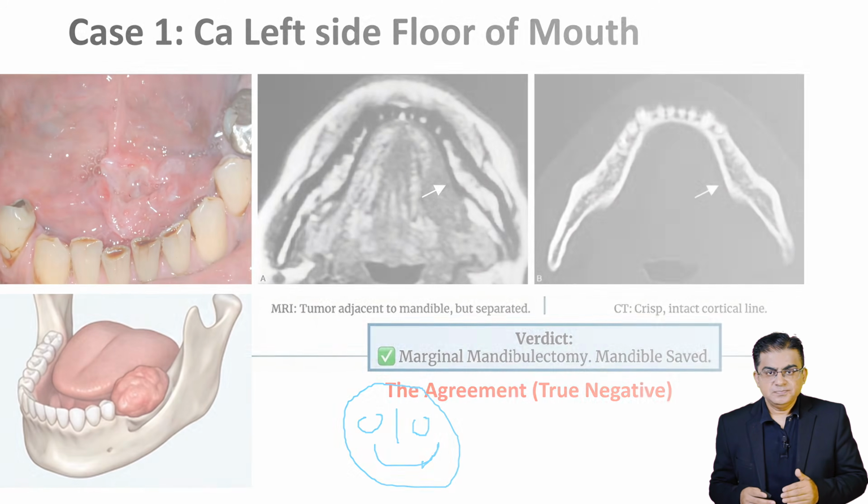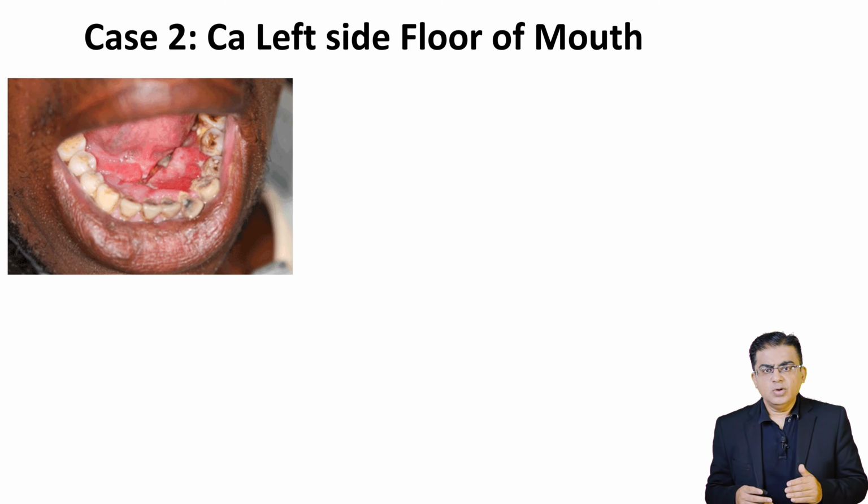This is case 2. This is a man who also presented with a carcinoma on the left side of his floor of mouth. On clinical examination, the tumor is slightly adherent to the lingual cortex of the mandible. The clinical question remains exactly the same. Is the bone actually involved or not? Can we safely get away with the marginal mandibulectomy, or are we forced to sacrifice the jaw by doing a segmental mandibulectomy? Let us look at the imaging.